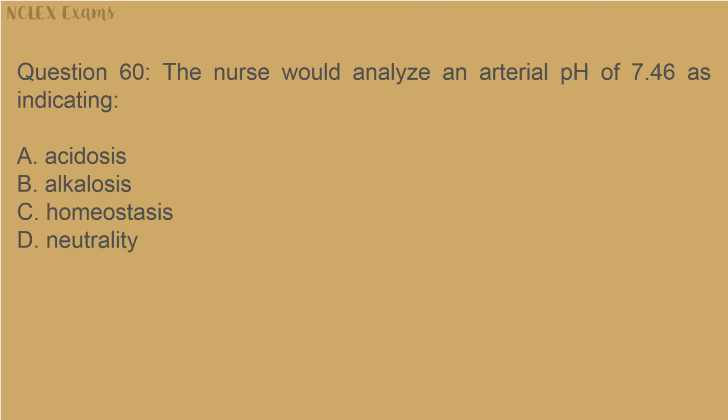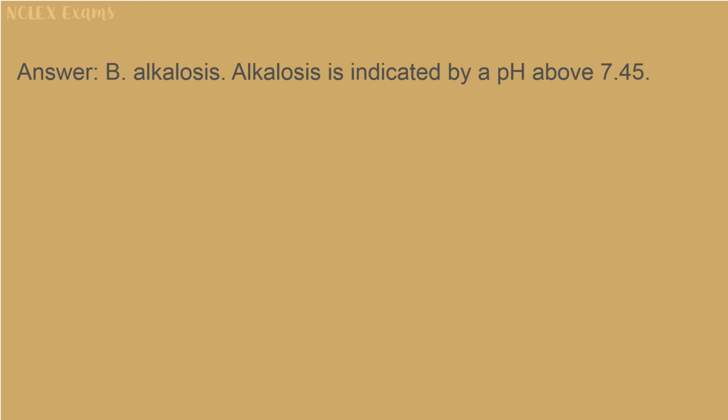Question 60. The nurse would analyze an arterial pH of 7.46 as indicating A. Acidosis, B. Alkalosis, C. Homeostasis, D. Neutrality. Answer B. Alkalosis. Alkalosis is indicated by a pH above 7.45.